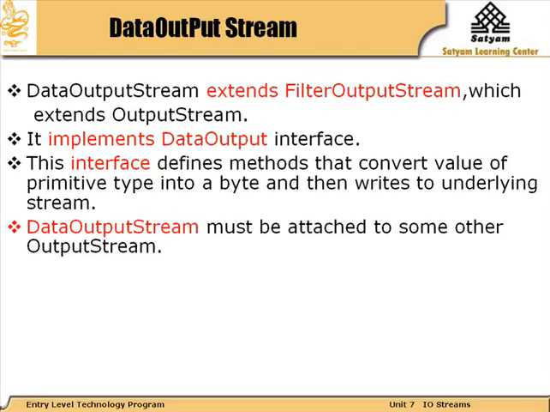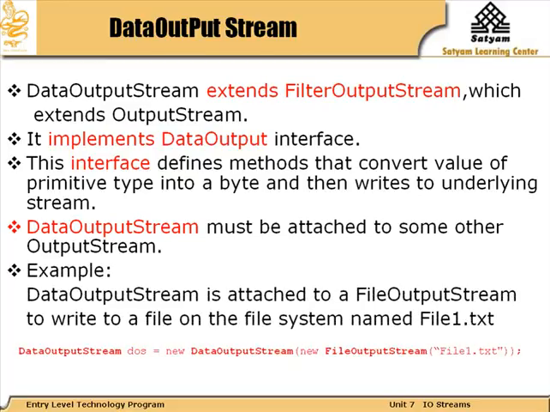Data output stream must be attached to some other output stream. It cannot be independently operated. Example, data output stream is attached to a file output stream to write to a file on a file system named file1.txt. Here I have created an object of file output stream passing file1.txt as an argument, further passing the file object to the data output stream object.